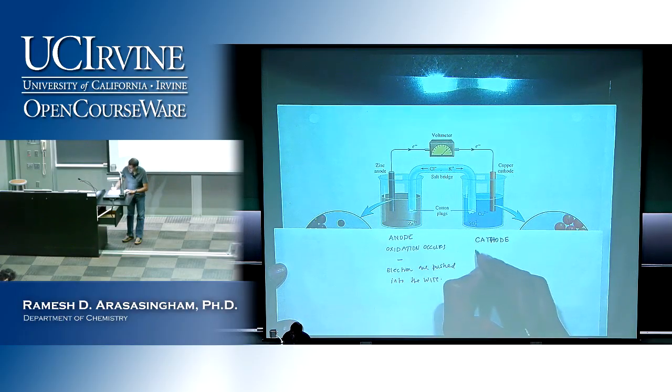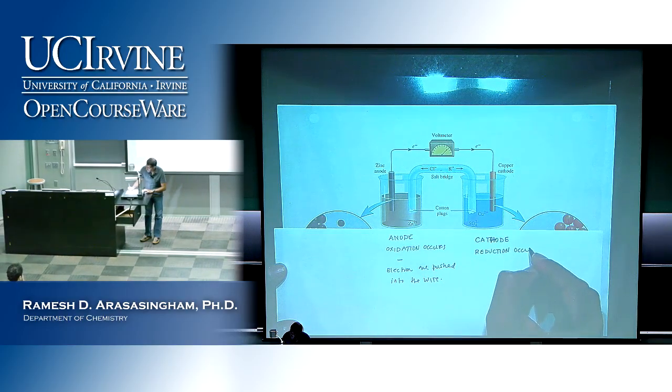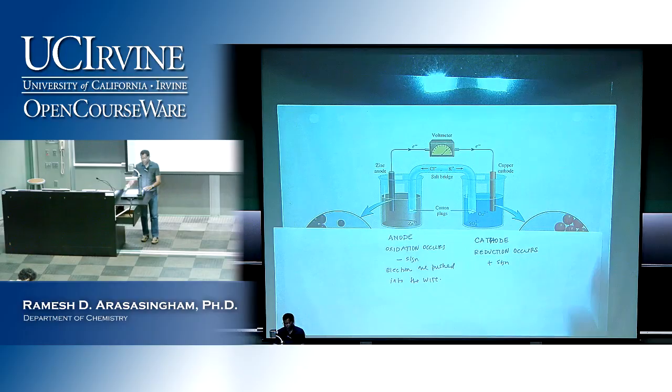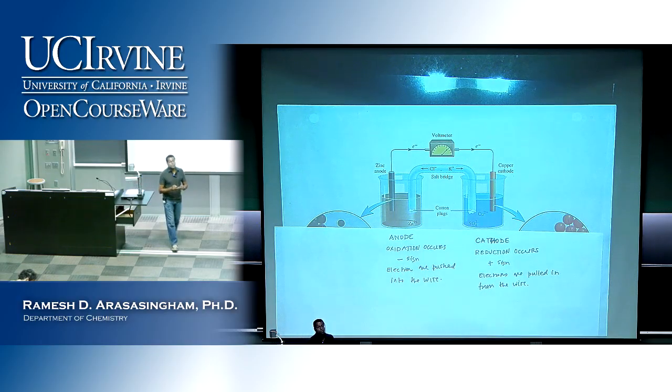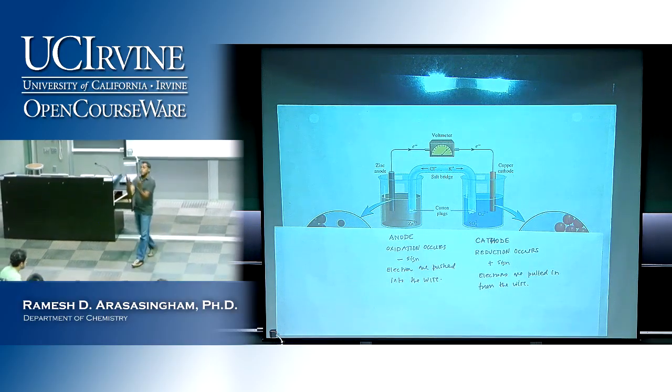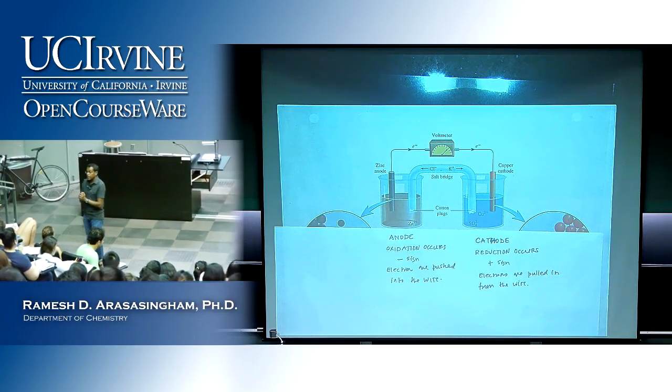And this is where reduction occurs. And this is symbolized by a positive sign. And we say electrons are pulled in from the wire. All right, so the wire is connected to the copper electrode, and so the cathode is where electrons are being pulled in. So any electrochemical or galvanic cell has two components.